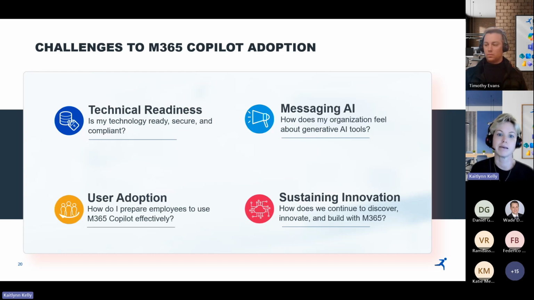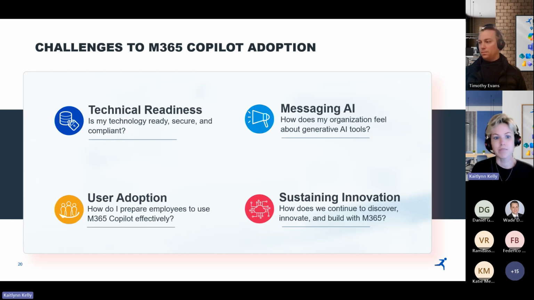Another aspect is about messaging AI. So how are we communicating about AI and Copilot so that people are excited and engaged, that we are allaying any fears, or really importantly, that people aren't feeling overwhelmed because they had a misconception of what natural language processing and predictive language is really designed to do.